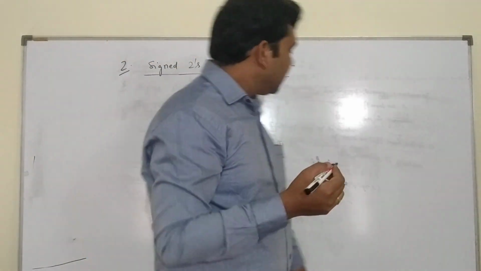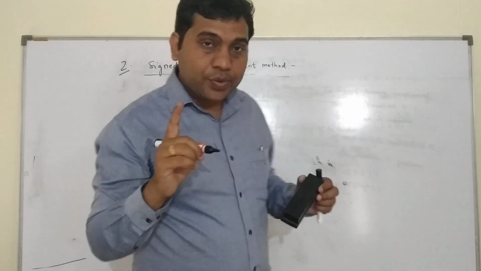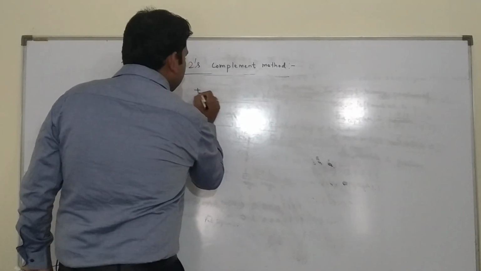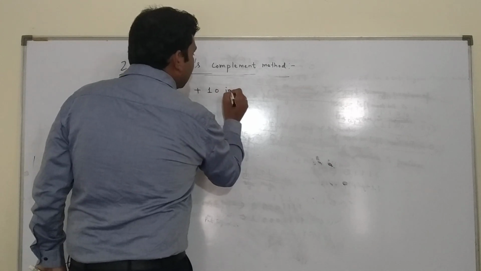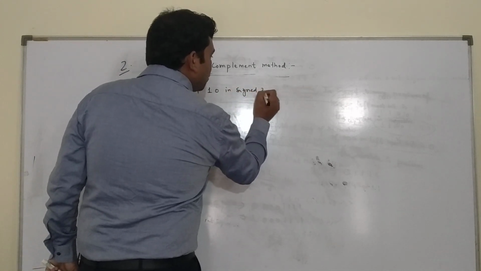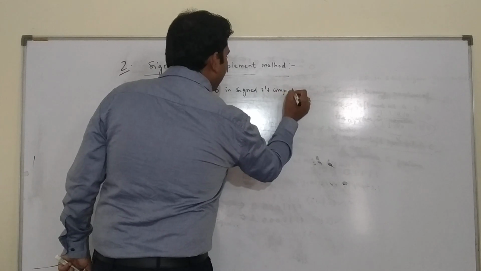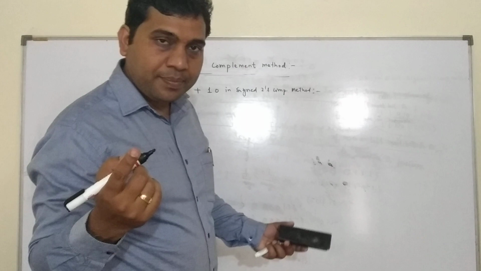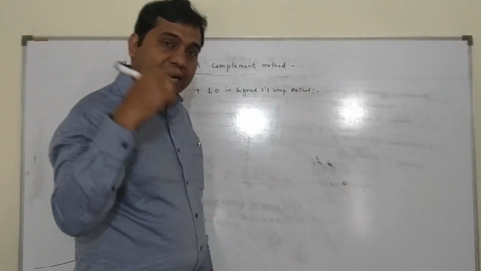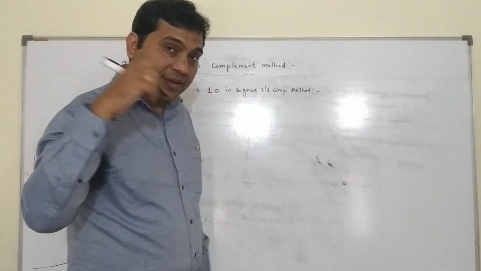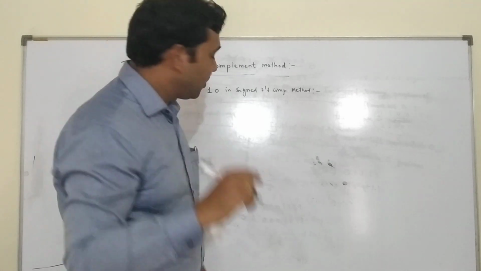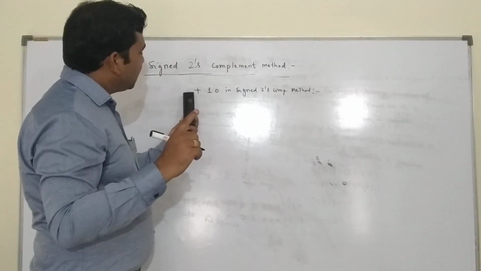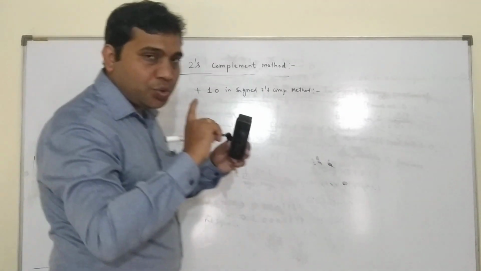Signed twos complement method, how to write? I told you positive numbers are the same. Suppose I wanted to write plus 10 in signed twos complement method. It is the same as we write plus 10 in signed ones complement method. Take the magnitude of 10. Since it's a plus, put the 0. No need to take the complement.